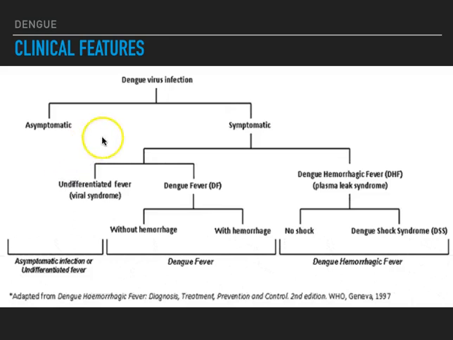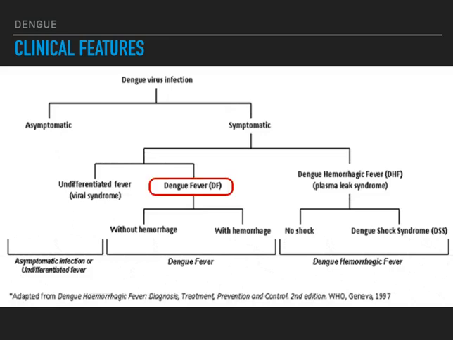And the other 2 ways it presents are as dengue fever or dengue hemorrhagic fever, and we'll talk a bit more about those in just a few seconds. It's important to know that any one of the serotypes can produce the full spectrum of illness and severity, and it's very challenging to predict those who are going to progress to the more severe dengue hemorrhagic fever or dengue shock syndrome.